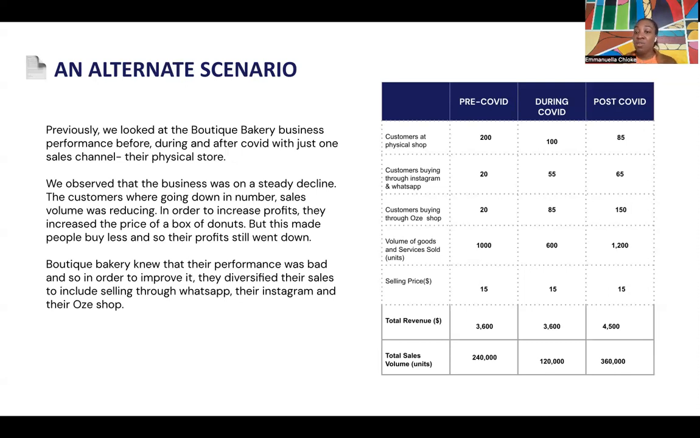And so let's say of the 100 that stopped coming to the physical shop, these are people who just weren't coming to the office anymore. And so they didn't want to go into the store, and they couldn't go into the store. But then they really enjoyed the donuts and wanted to be able to continue to buy them. Because Boutique Bakery has other sales channels, those customers can now decide, you know what, I'm going to send a WhatsApp to their business, or I'm going to message them on Instagram and place an order through there and have them delivered to me. Or I'm just going to go online to their Ozy Shop and buy it and have it delivered to me from the Ozy Shop. And so we're able to retain those customers in a different sales segment than they previously were.